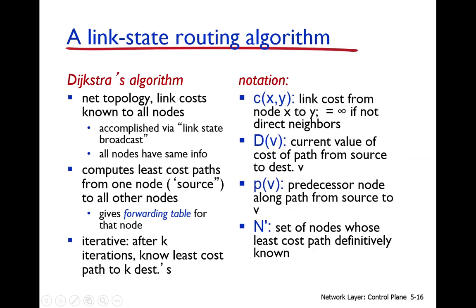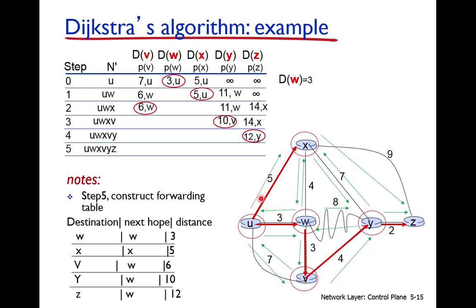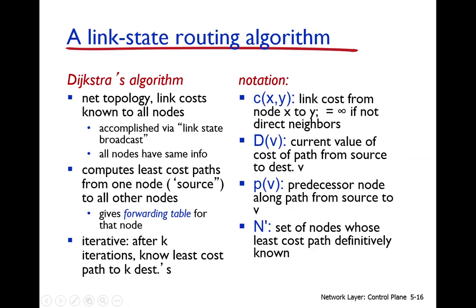So these notations are used. C(x,y) means the general link cost. For example, here the link cost is 5. Here the link cost from x to y is 7. Y to w is 8. D(v) is the current value of the shortest distance from u to v. And p(v) is the predecessor, the previous node along the path.